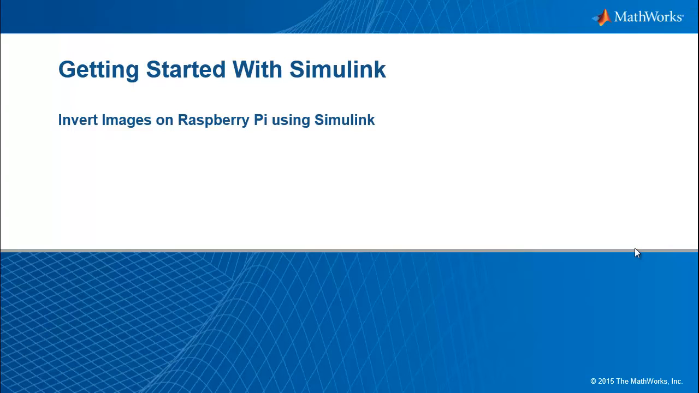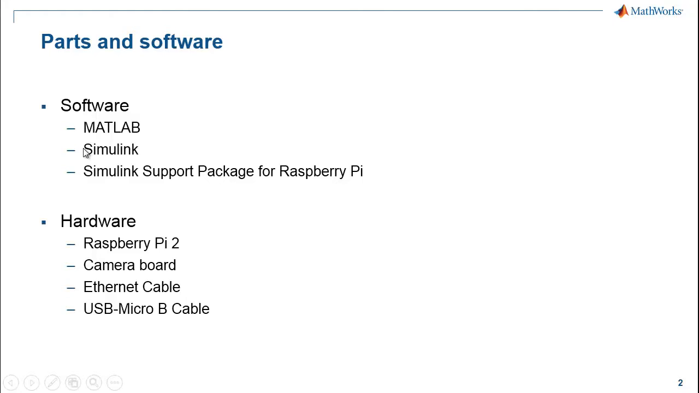In this demo, we will see how to use Simulink to invert the images on a Raspberry Pi board. In simple words, image inversion means that the black portions of the image become white and the white becomes black. For this, I have MATLAB, Simulink and Simulink support package for Raspberry Pi installed.